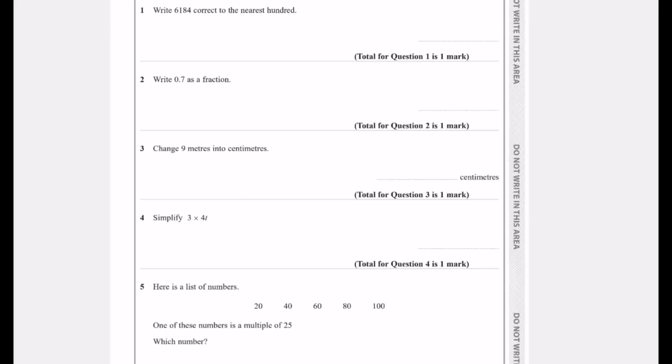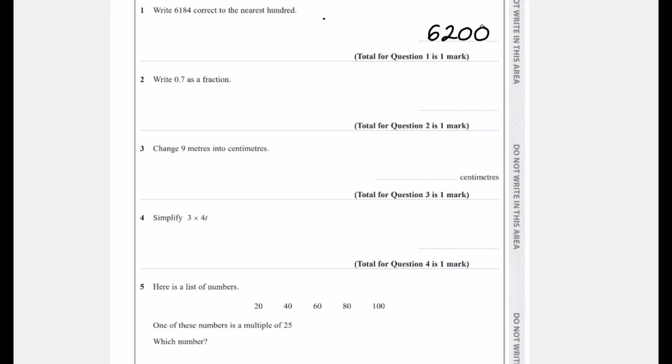Question 1. Write 6,184 correct to the nearest hundred. So we've got the thousands, then hundreds, then tens, then ones. Whenever we're rounding, we look at the next digit. We're in the hundreds, we want the next one, which is an 8. It is 5 or above, so we round up. So it goes to 6,200. It's closer to 6,200 than it is to 6,100. So to the nearest 100, 6,200.